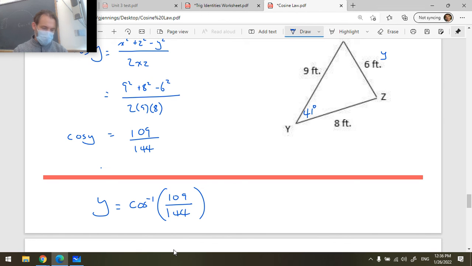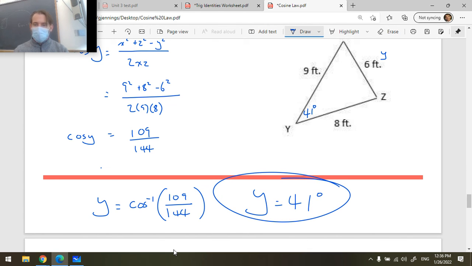109 divided by 144 equals some ugly 0.76, okay? Take the inverse cosine of that. I get 40.8, so 41. Y is equal to 41. And the people rejoice and the students get the correct answer.